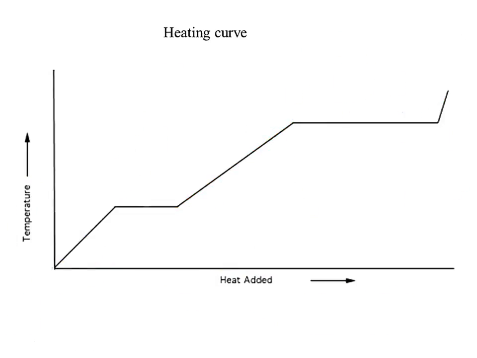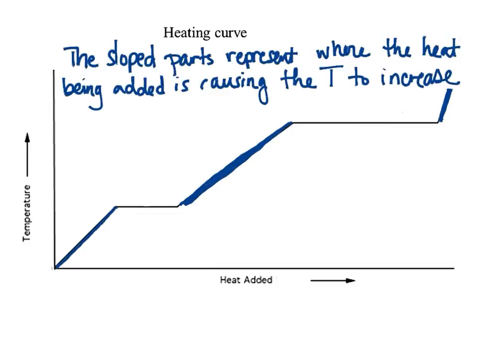And we're going to erase everything and just reiterate a couple of things that I mentioned, but I want to write them down in words. The sloped parts always indicate temperature increases. So the heat being added is causing the temperature to rise. That is only true when you have pure phases present.